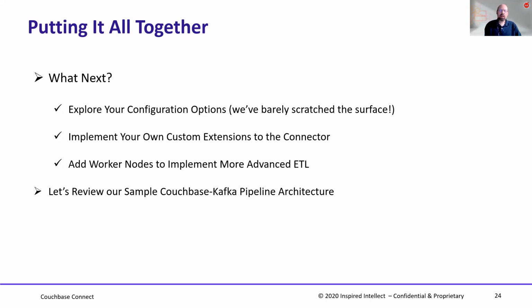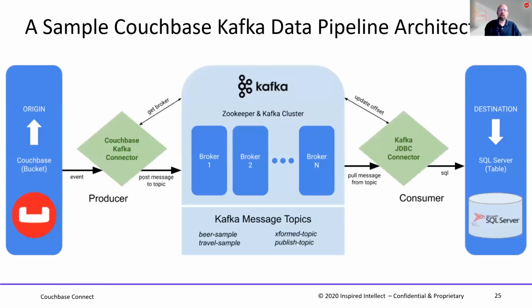So let's review our sample architecture one more time. We've very quickly spun up a pipeline which uses a Couchbase source connector to produce messages to a Kafka topic, and then added a Jdbc sink connector to consume those same messages and store the data in SQL Server. Without much effort, like I said, you could add a worker node to be your initial consumer, perform some validation and enrichment, and then produce one or more new messages.